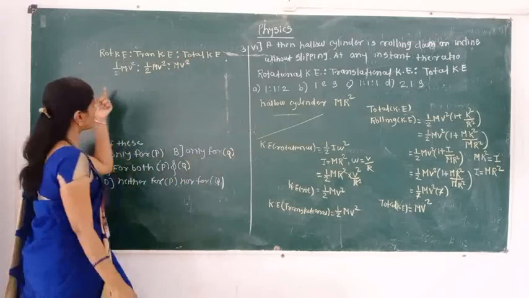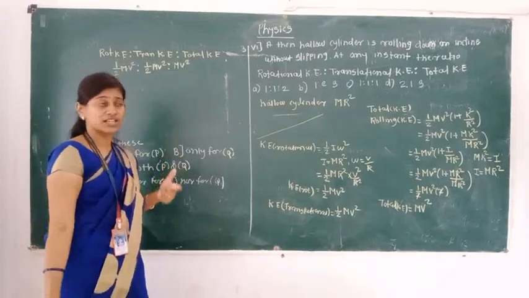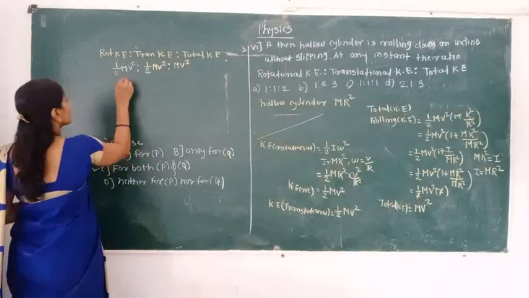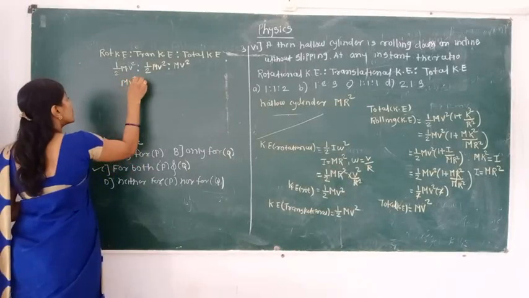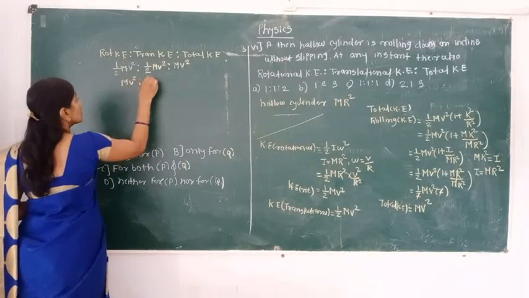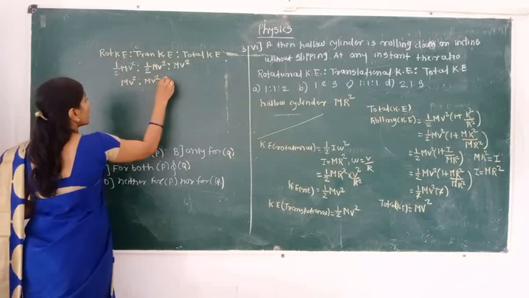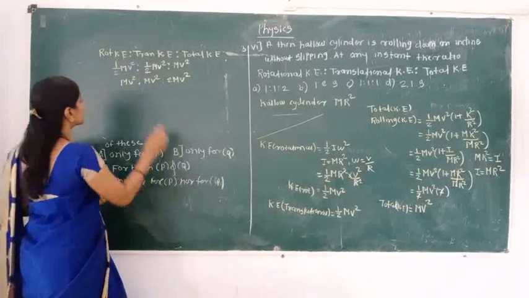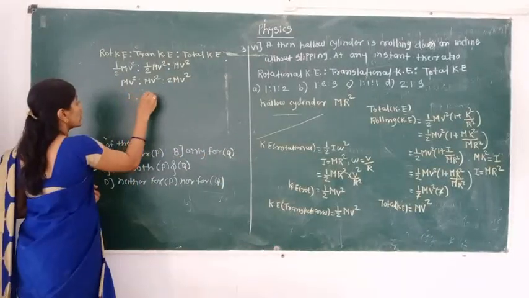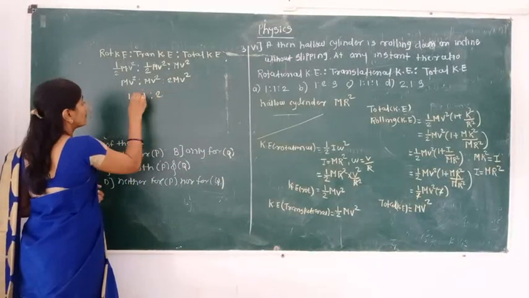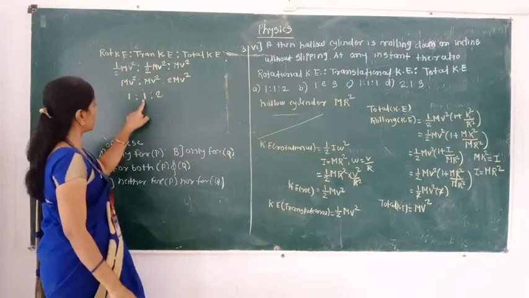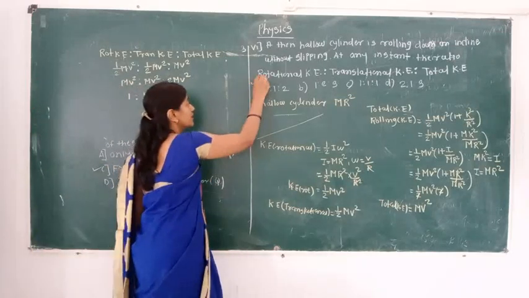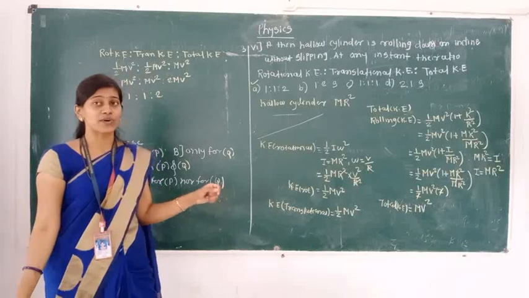If we multiply all the terms present in that ratio by 2, here we will get mv square as to mv square as to twice mv square, and finally we will get the answer 1 as to 1 as to 2. See that, 1 as to 1 as to 2. So as per the given, our first option is correct.